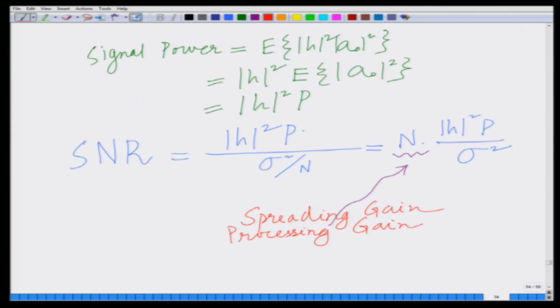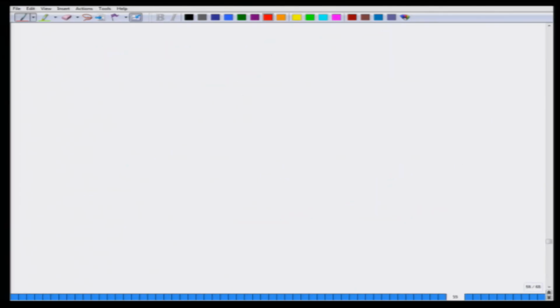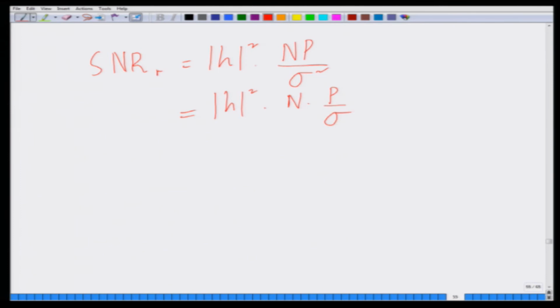Let us look at the bit error rate. Previously, we have seen the bit error rate of a normal wireless communication system. So, now let us look at the bit error rate of a CDMA communication system. We observe that the SNR at the receiver is magnitude of h square times N P over sigma square, but P over sigma square is the SNR at the transmitter, which we simply denote by SNR.